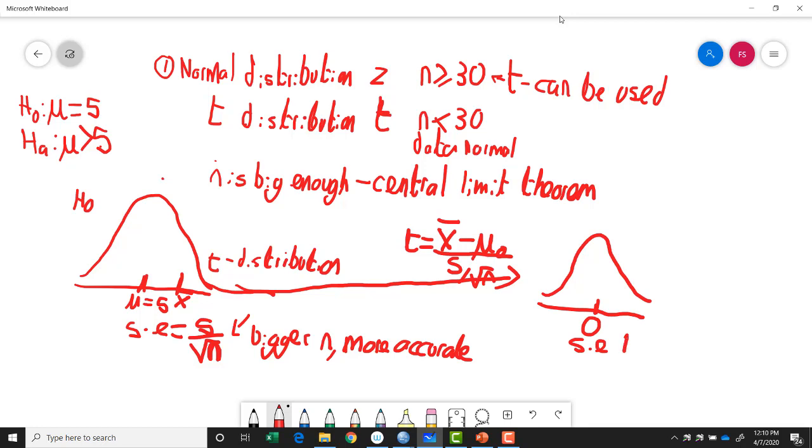The only reason we do this is because when people started doing statistics, they didn't have Microsoft Excel. They didn't have computers. So we wanted to work out how far along and probabilities on this curve.